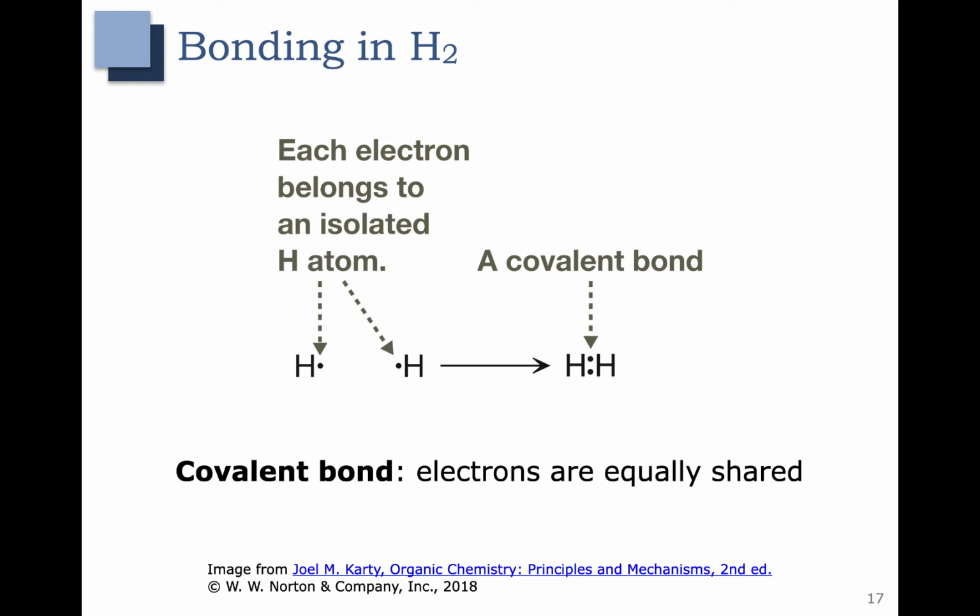One hydrogen atom brings one electron. The other hydrogen atom brings one electron. And together, those two electrons form one bond. Both of the hydrogens are the same type of atom, and those electrons are going to be equally shared between both.